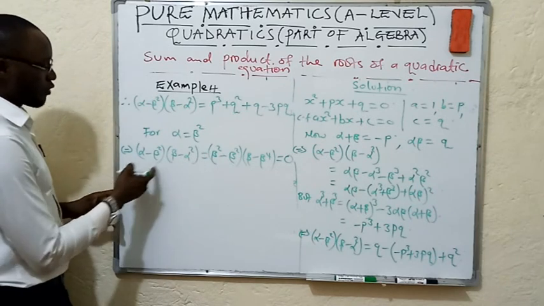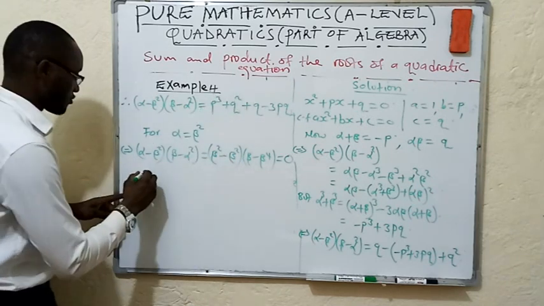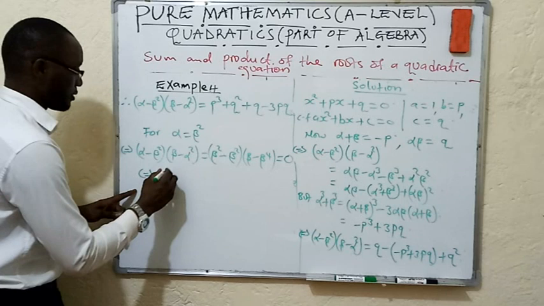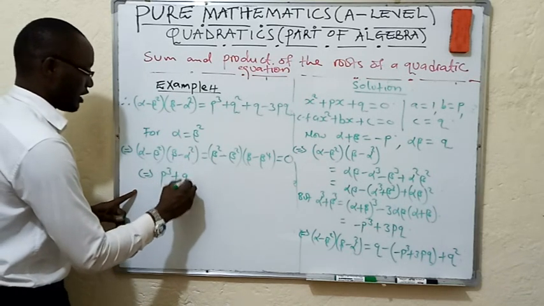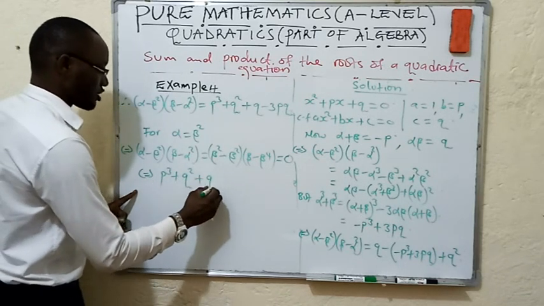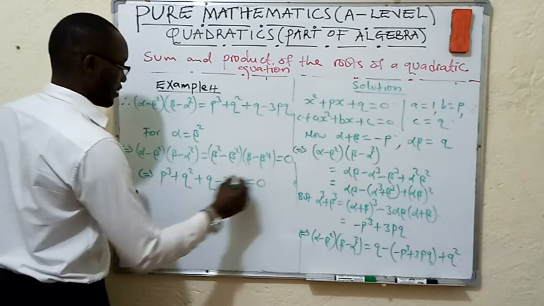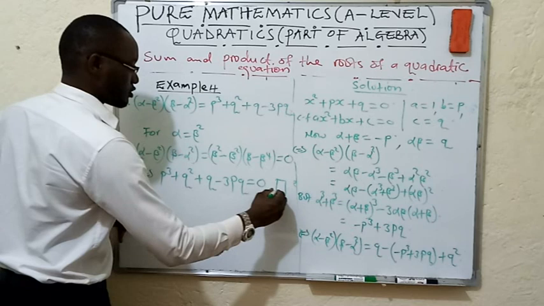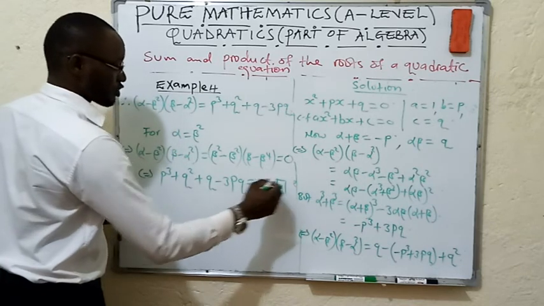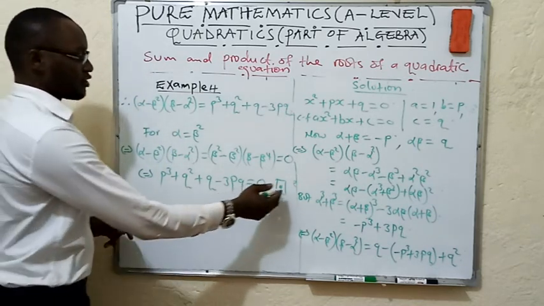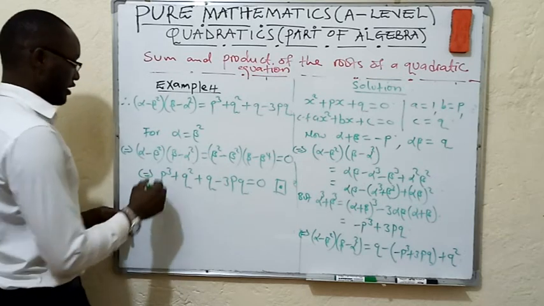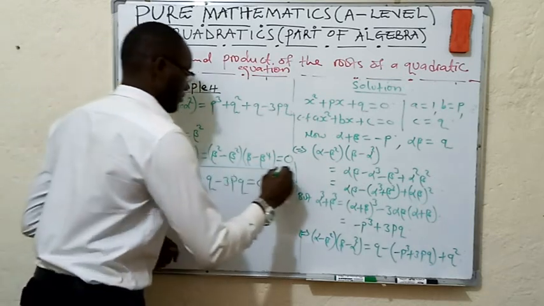But remember, the whole of this was equivalent to that. So this implies that p cubed plus q squared plus q minus 3pq is equal to 0. So we can put this symbol. This mathematical symbol is the end of the proof. End of a proof.